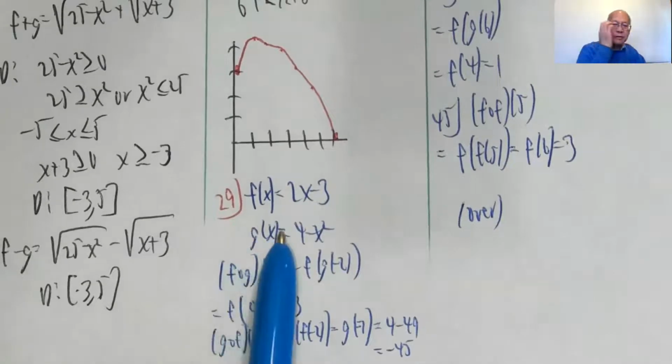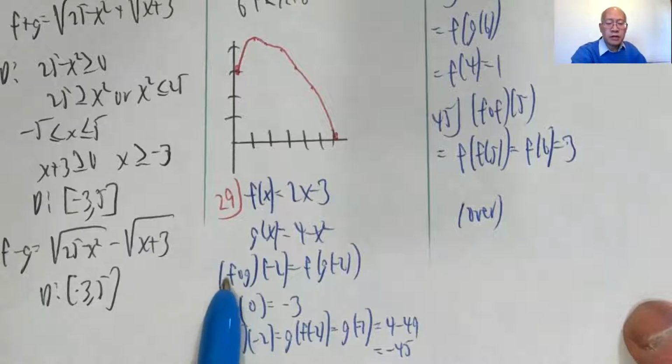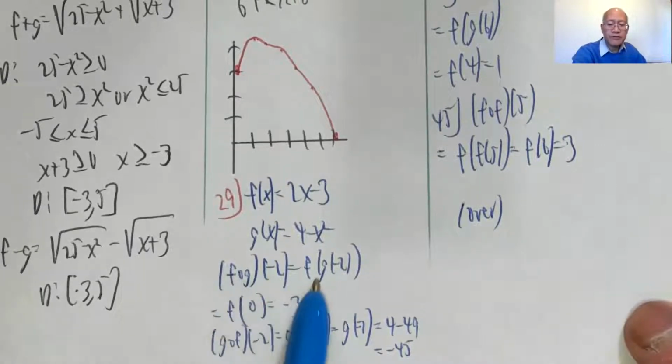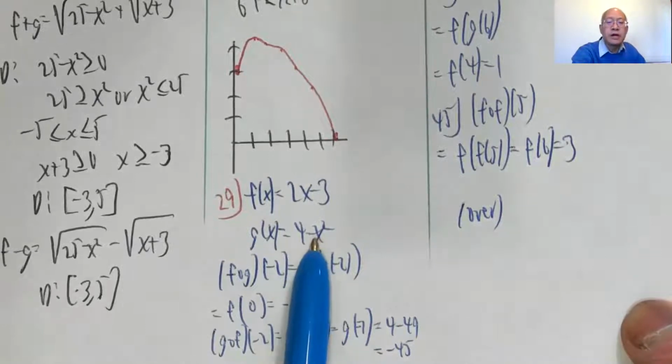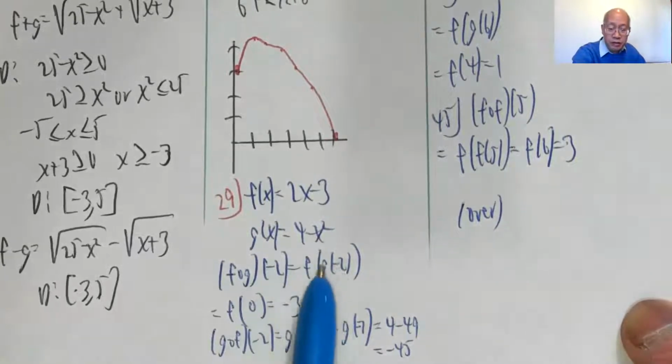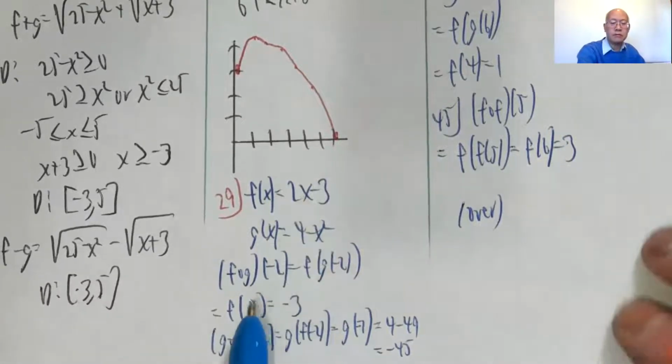29, f of x is 2x minus 3, g of x is 4 minus x squared. f circle g, f of g, means f of g of -2. So first I figure out g of -2. -2 goes there. That's going to be 4 minus 4, which is 0. So this thing behind my pen is 0. And then I do f of 0, which is -3.